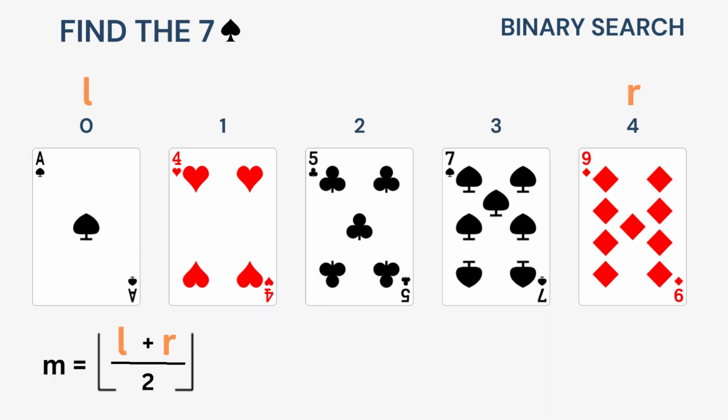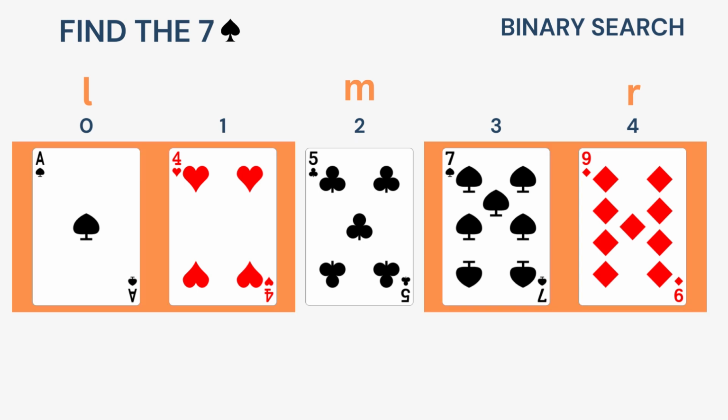The second step is to calculate the mid. The formula for mid is left plus right divided by 2. Left is 0 at index 0, and right is 4. 4 divided by 2 is 2, so the mid is at index 2.